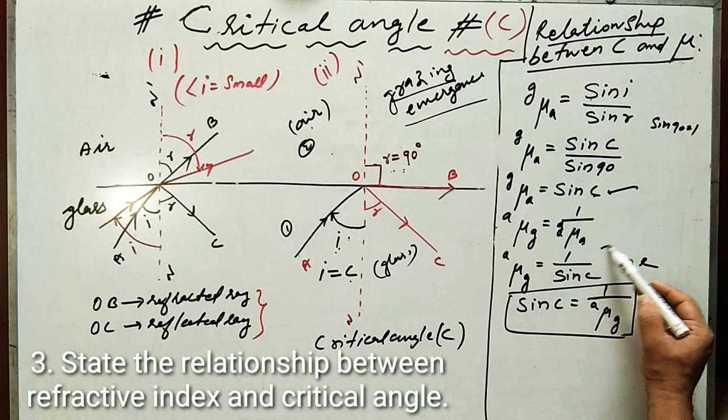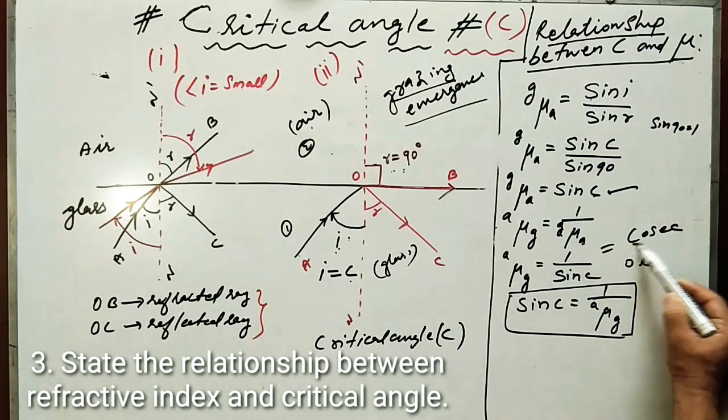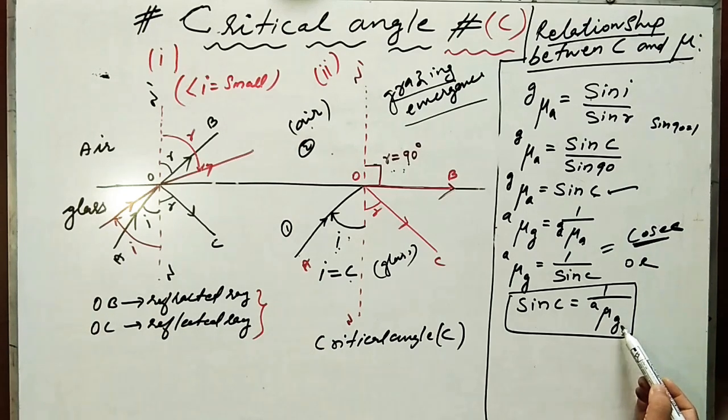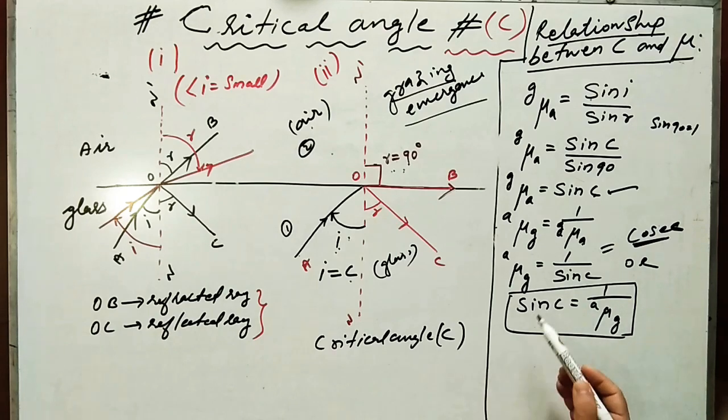So 1 by sine C can also be written as cosec C. 1 by sine theta is equal to cosec theta, you know the relation in trigonometry. So sine C is equal to the reciprocal of the refractive index of air with respect to glass. Thus, knowing the refractive index of any denser medium, like glass, with respect to a rarer medium, we can easily calculate the critical angle for that particular pair of media.